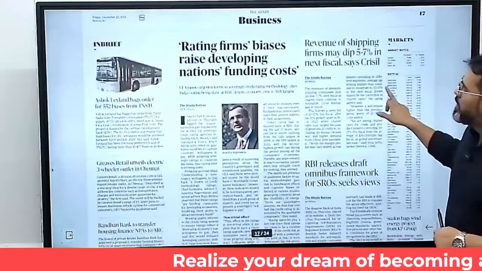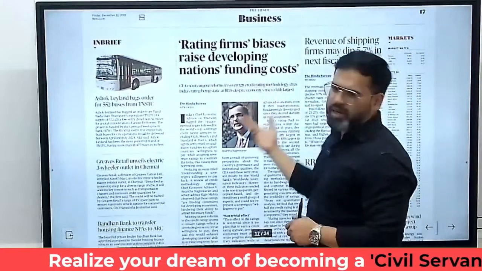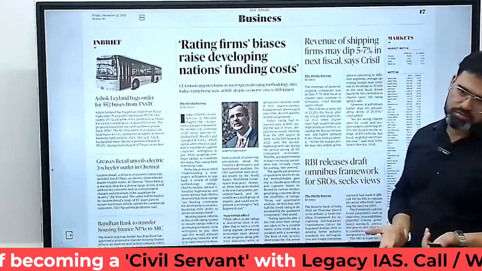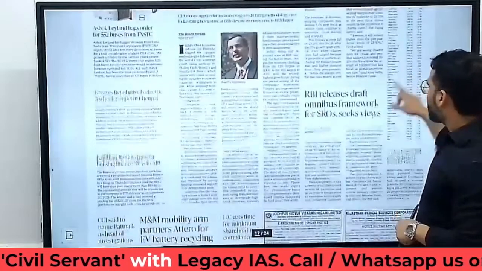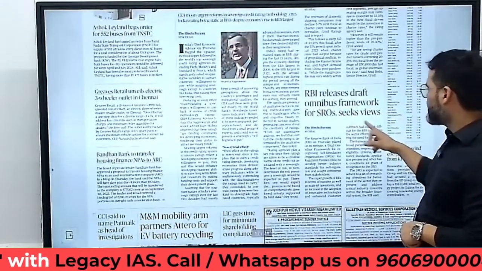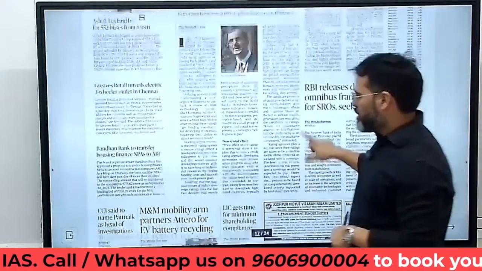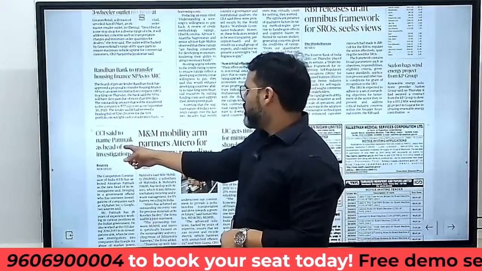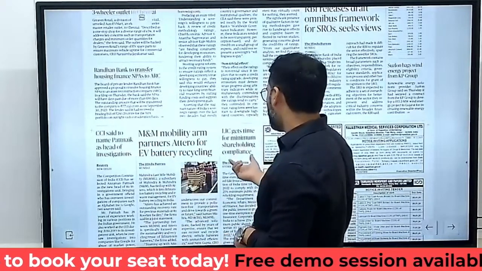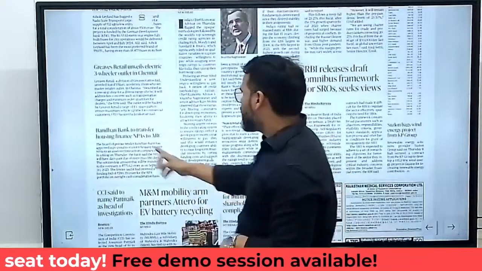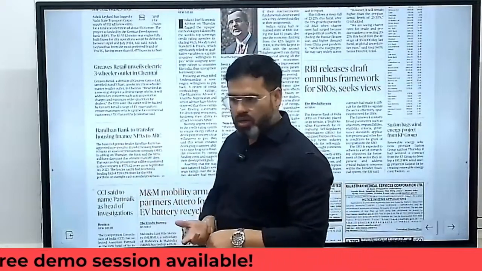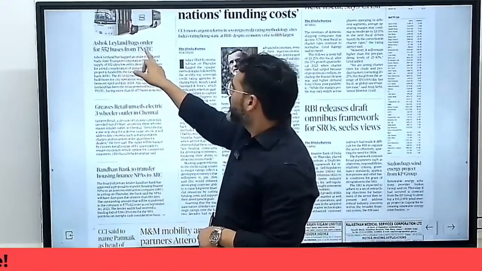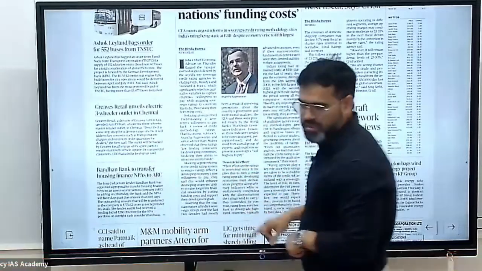Business IR rating firms buys rights development. Again, I told you this is not important. Revenue of shipping firms made it. क्या जरूरी है नहीं पढ़ना है इनको. RBI releases draft omnibus framework for SRO seek views. Not important. Mahindra & Mahindra mobility of partners. Not important. CIC said to name Patnaik as head of industry. Not LIC gets time for building shareholding compliance. Not important. Bandhan Bank to transfer housing finance NPA to ARC. Not important. Raves retail unveils electric theory. Not important. Ashok Leyland bags order of 550 courses from the TS. Not important.